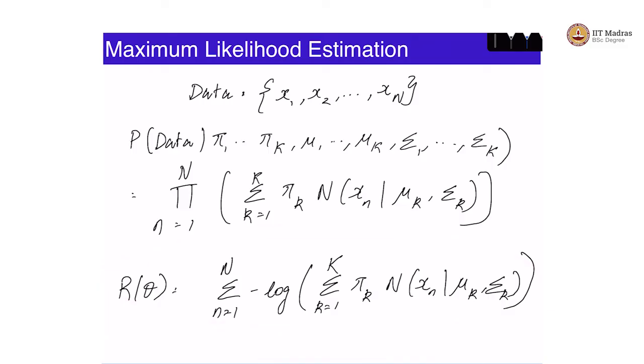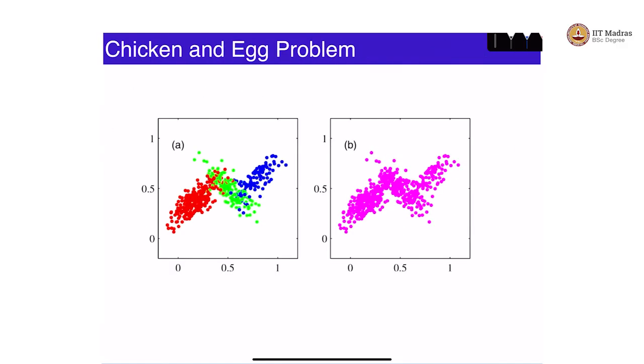You could use generic optimization procedures like gradient descent or things like that. But let's say we are not satisfied with that. Let's say we want a more intuitive solution. How do you go about doing that? Let's take a step back and think about this first.